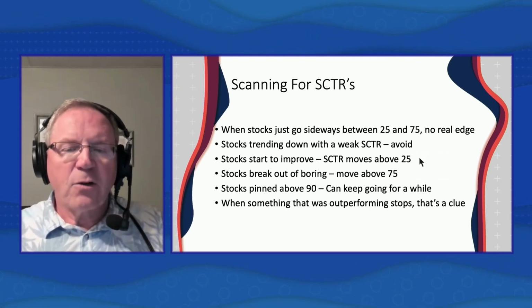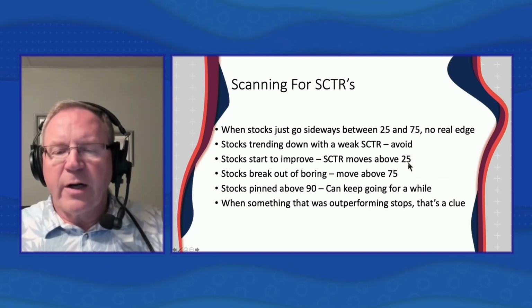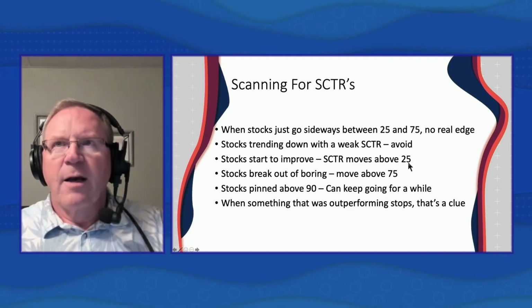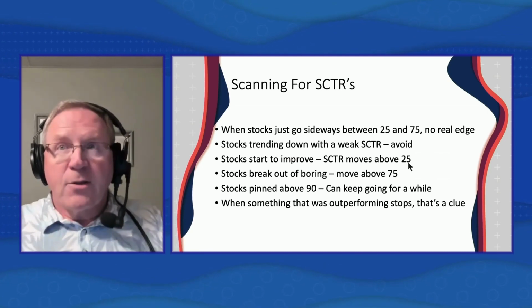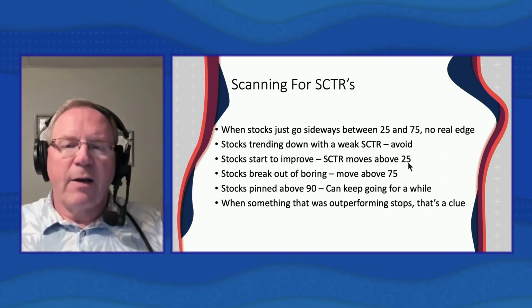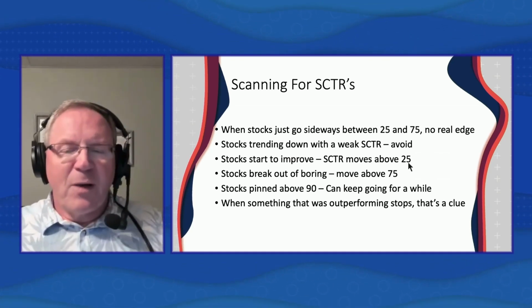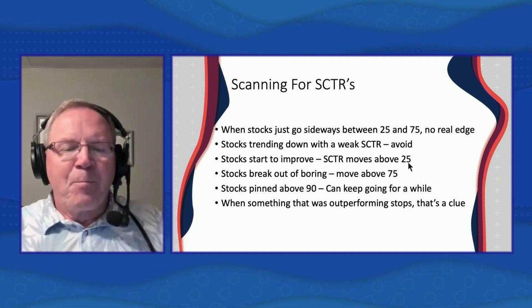So stocks start to improve. The scooter ranking moves above 25. That's one of my favorite trades. And especially if you like commodities, commodities are buy and sold, not buy and hold. You buy them, they run up. You sell them, they fall down. You buy them, they run up. You sell them, they fall down. And you need to make sure you're on the right side of that wave.